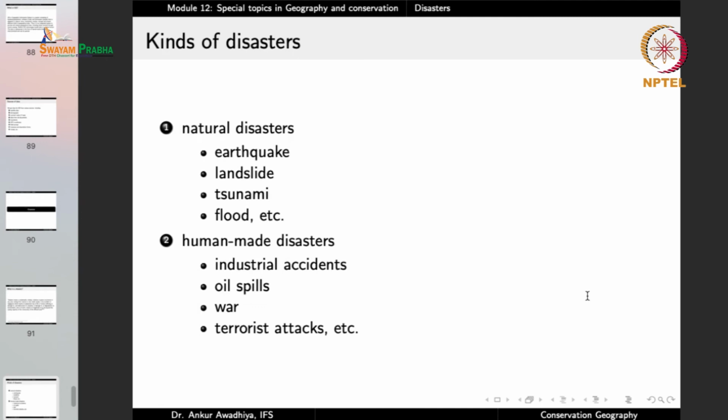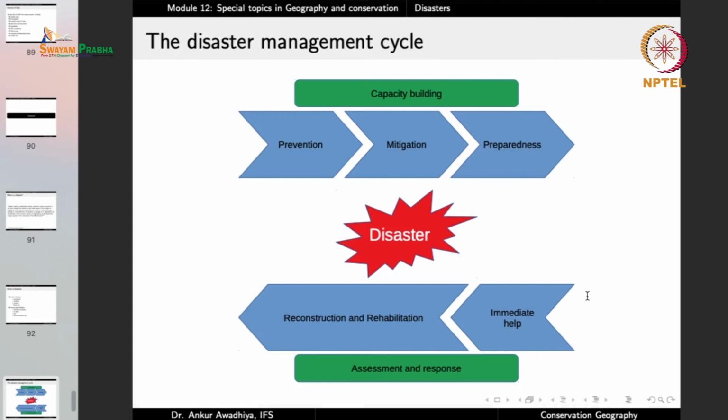And disasters are of several kinds. We have natural disasters like earthquakes, landslides, tsunami, and flood. And we also have human-made disasters like industrial accidents, oil spills, war and terrorist attacks. And in this context, we have to prepare for the disaster, which brings us to the disaster management cycle.